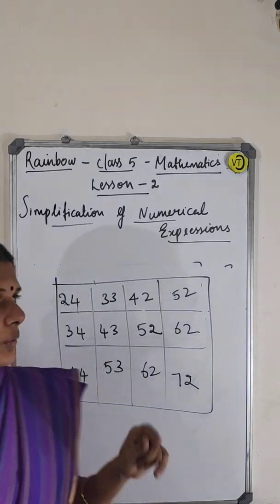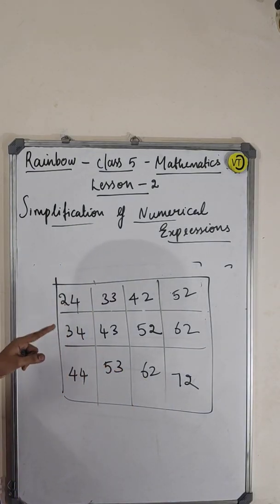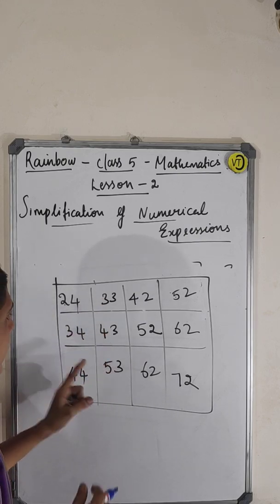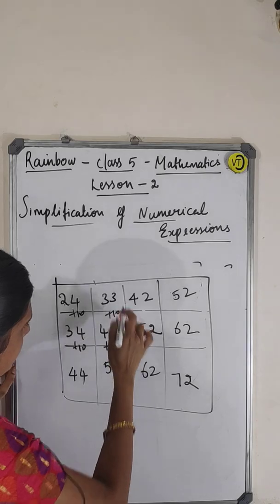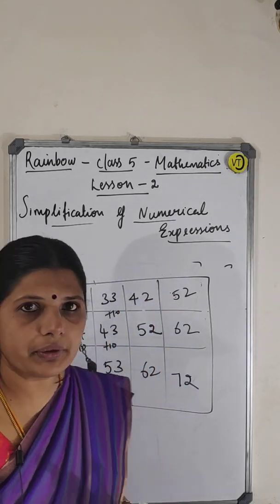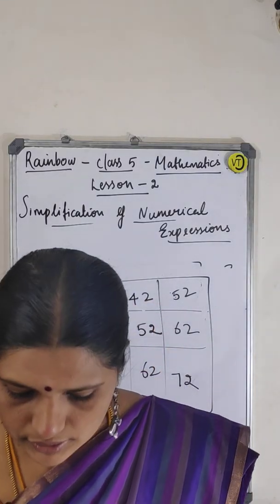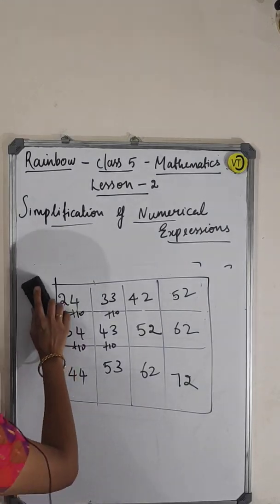Then one more I can do it here. 24 plus 10, 34. 34 plus 10, 44. So you can add plus 10 in each column here. So plus 10 you can add it. You will be getting, you can complete that grid here. And one more I am going to give.